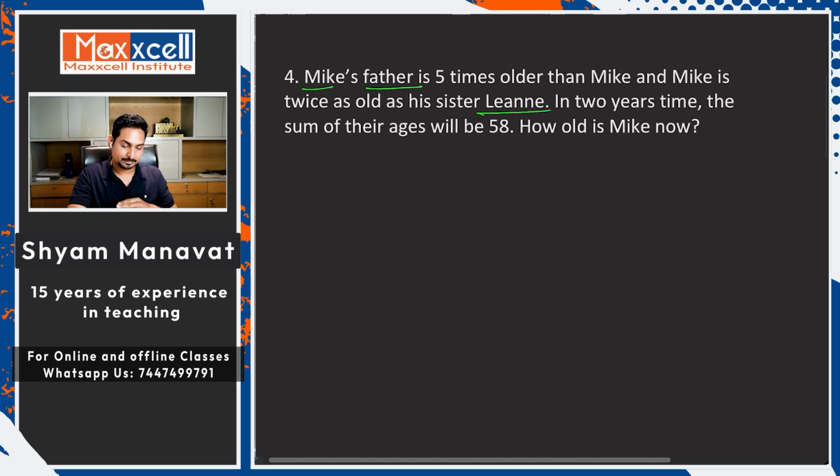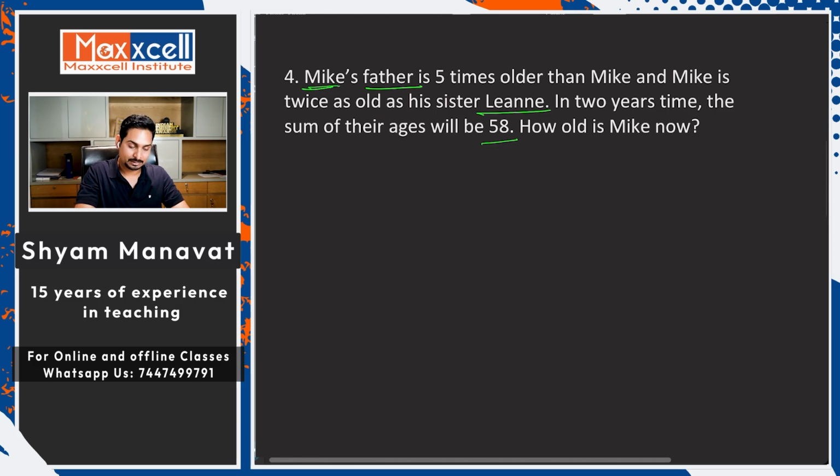In 2 years' time, the sum of ages will be 58. 2 years' time, मतलब after 2 years. आज से 2 साल बाद. How old is Mike now? This is what we need to find out. So let's compare by given condition and try to form the equation.